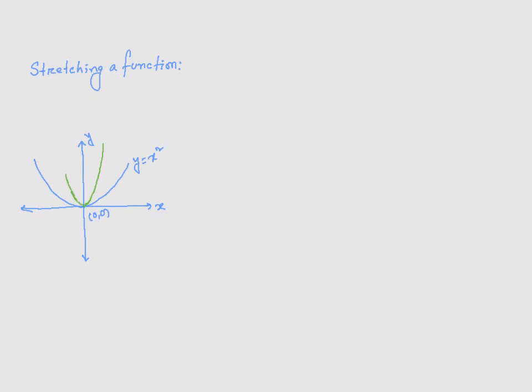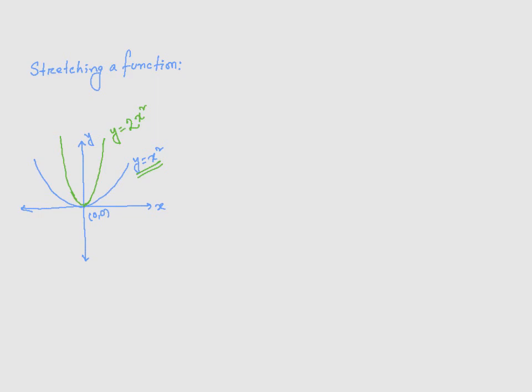Let's say I stretch it by a factor of 2. That means it goes up twice as fast compared to the original one. The net effect of this is basically taking the original function x squared and multiplying it by 2. Once again, I'm stretching the function by a factor of 2 vertically. If I were to multiply it by a factor of 3, it's going to be stretched 3 times. That means compared to the original function, it is going to go up 3 times as fast.